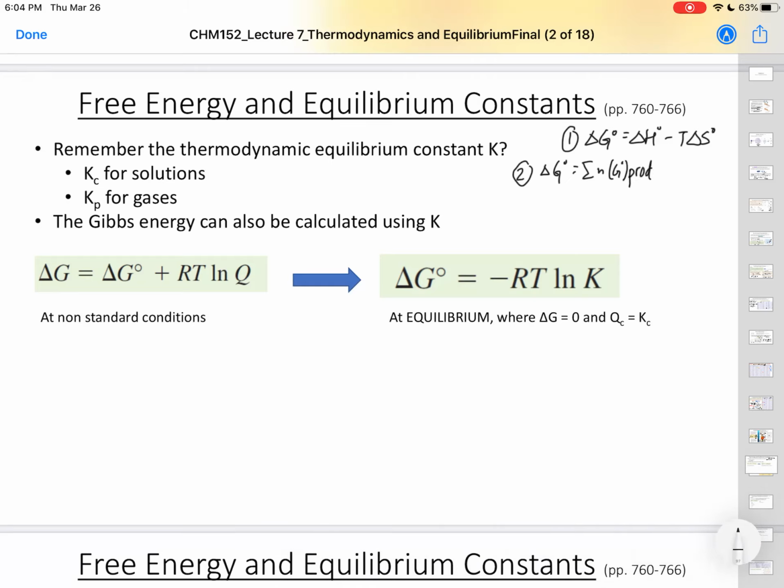Let's just write this to simplify things. Just say G of the products minus the sum of the G of the reactants. The third way to do this is what we're going to talk about here, where delta G is the result of minus RT ln K. Calculating it all of these ways will get you the same answer, or should get you the same value.